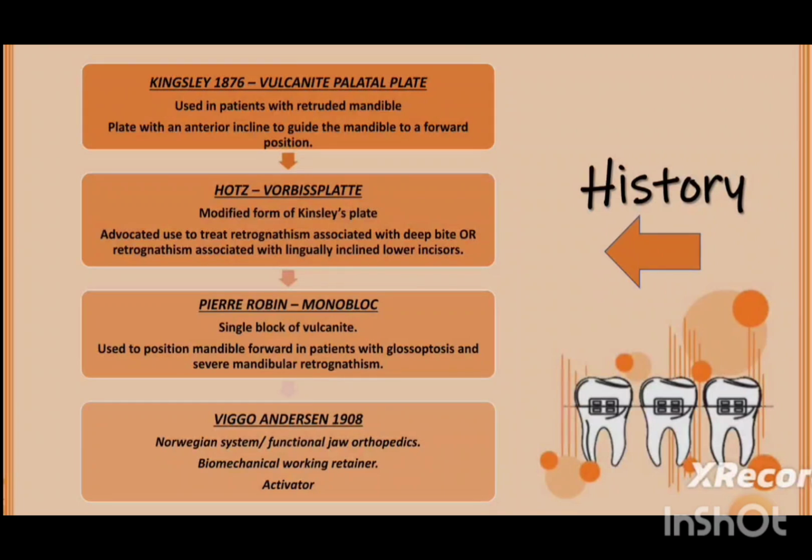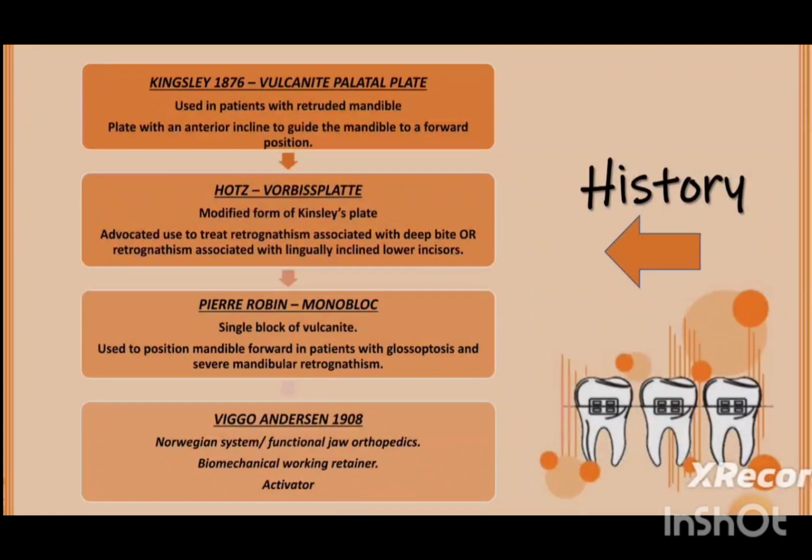Later on, Pierre Robin introduced the term monoblock because it was a single block of vulcanite, as both the maxillary and the mandibular acrylic components literally fused together to form a single block. He used it to position the mandible forward in patients with glossoptosis, that is abnormally positioned tongue, and severe mandibular retrognathism. He observed that the use of activator reduced the risk of airway obstruction quite significantly.